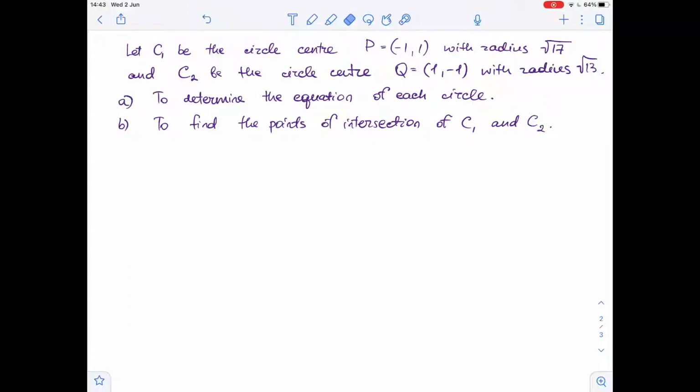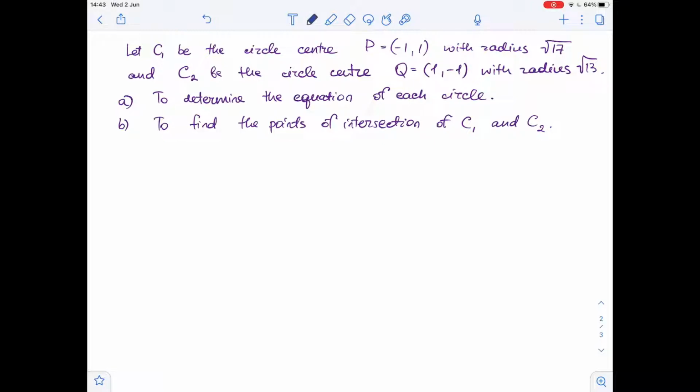So let C1 be the circle with the center at point P with coordinates -1 and 1 and with radius square root of 17. And C2 is another circle with the center at point Q with coordinates 1 and -1 and with radius square root of 13. In this problem, we need to determine the equation of each circle, and we also need to find the point of intersection of circles C1 and C2.